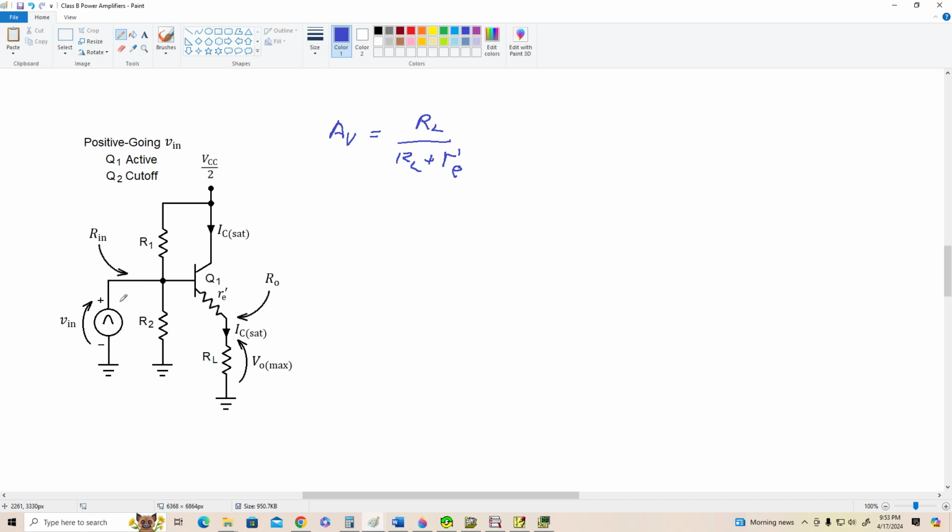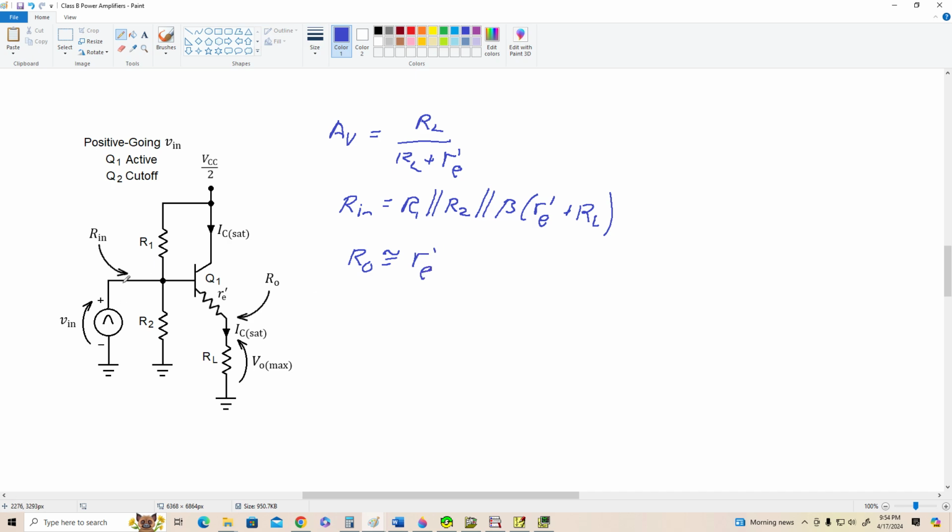All right, so what we're going to see is R2 in parallel with R1 in parallel with beta times r'e plus RL. In other words, Rin is equal to R1 in parallel with R2 in parallel with beta times little r'e plus RL. Now, the output resistance, if we have no significant source resistance, is simply going to be r'e again, because the source grounds this node. So Rout can be approximately equal to r'e, a pretty low value.